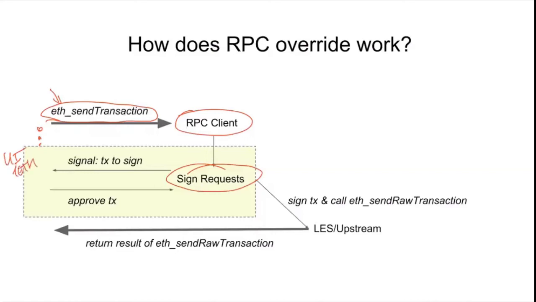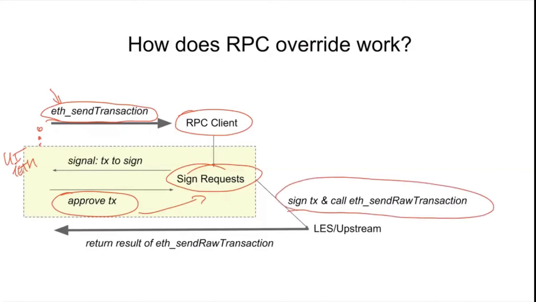And then if everything is fine and the user approves it, then it calls the special approve sign request API. And then it returns back to the sign request, it got approved. And then we actually sign the transaction and call the blockchain node, the upstream blockchain node, and then take its result and return it here.